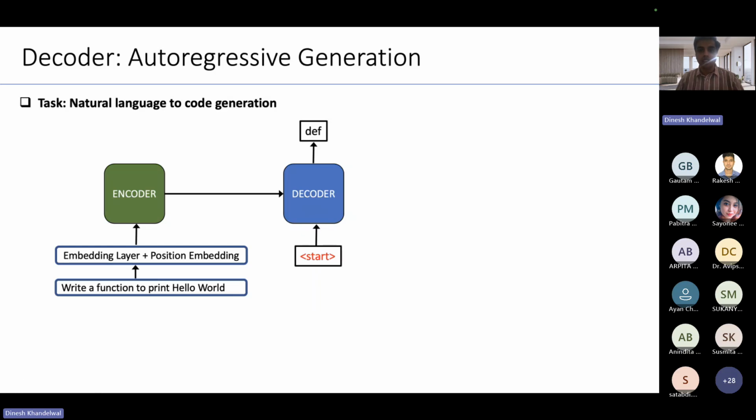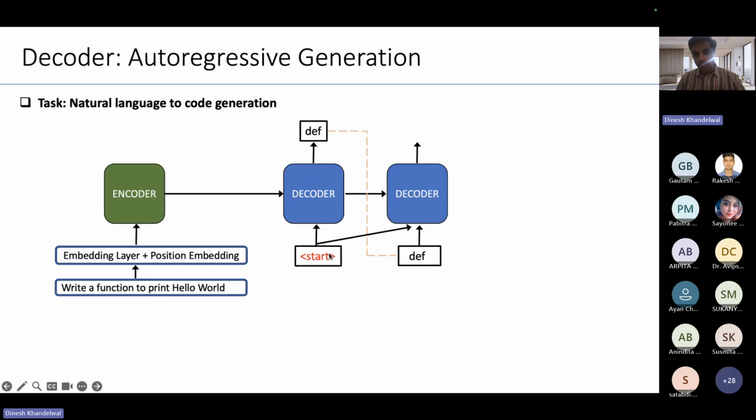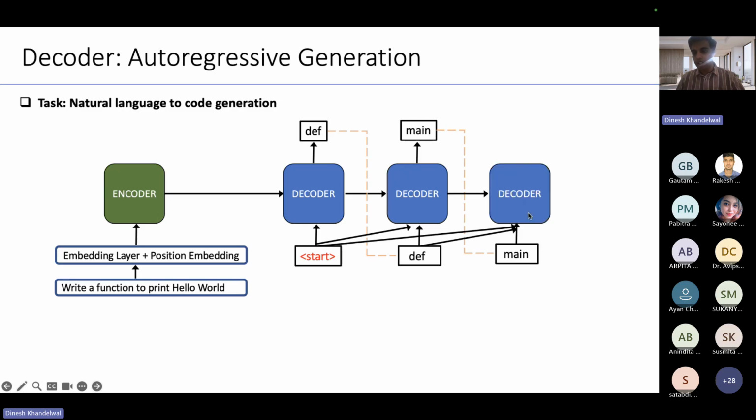One way is you pick the token with the highest probability, let's say you pick greedily. Let's say the first token that comes is def. You predict def, then you concatenate this def in front of start, and pass these two tokens to the decoder and ask it to predict the next token. Now it predicts the next token, main, let's say. Again, you concatenate this main, pass it to the decoder again, and it predicts, let's say, an open bracket. So this is how the decoding works.